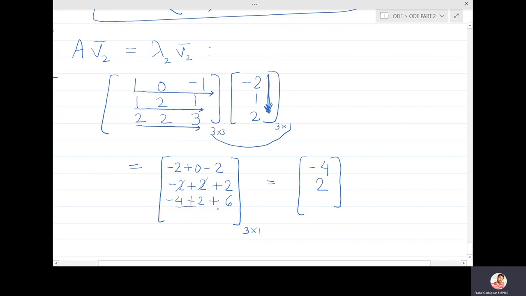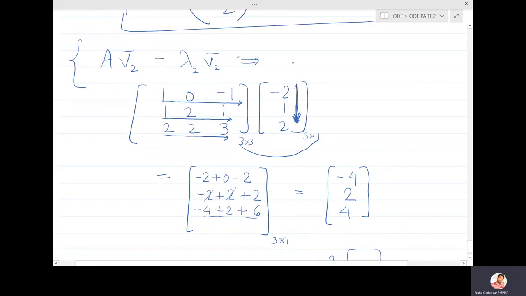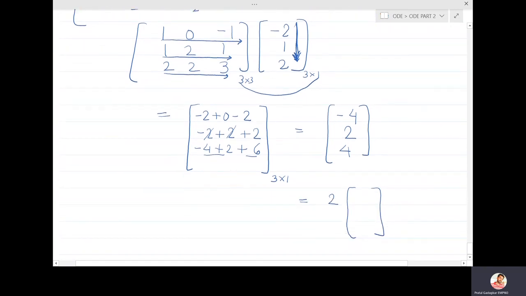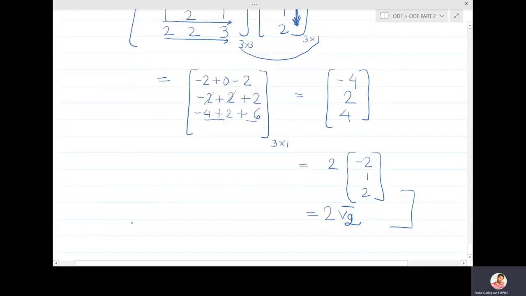And this is also equal to 4, which is actually, if I take 2 common. Why am I taking 2 common? Because I know that it should look like A V2 bar equal to 2 times V2 bar. So if I take a 2 common, I will get minus 2, 1, 2, which is nothing but 2 times the eigenvector V2 bar. So A V2 bar is coming exactly as 2 times V2 bar. This means this eigenvector is also correct.